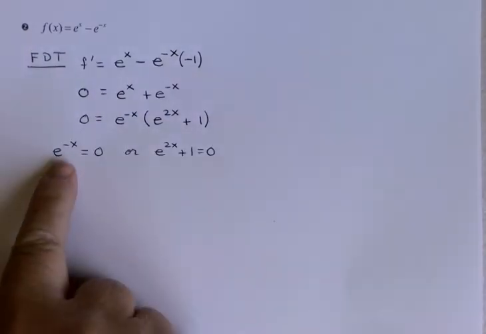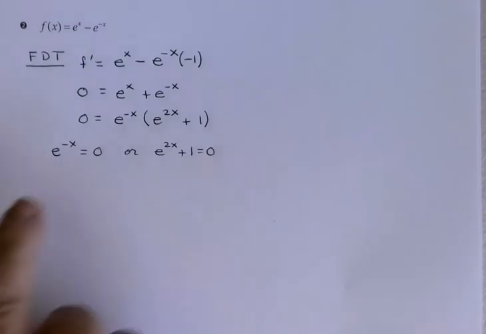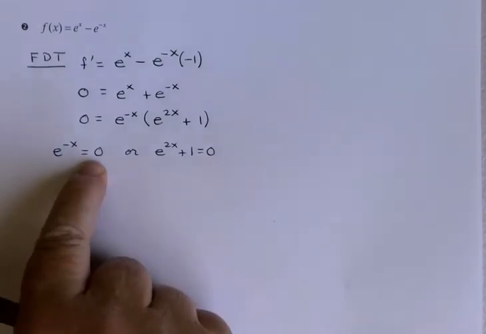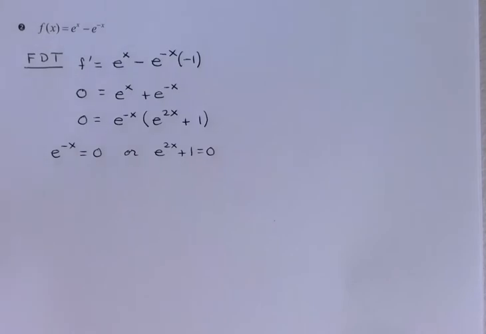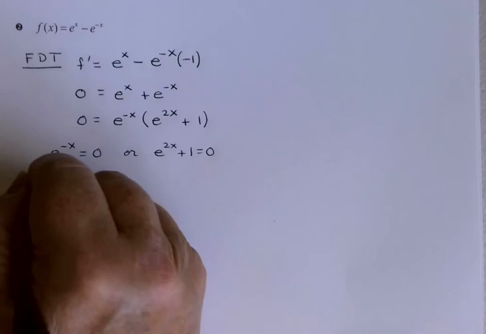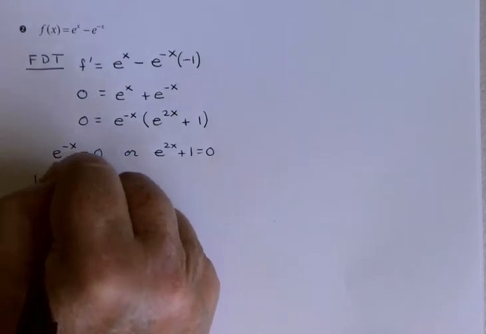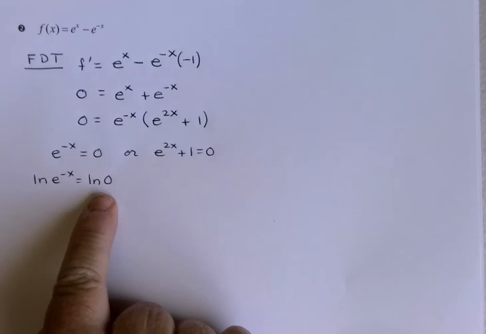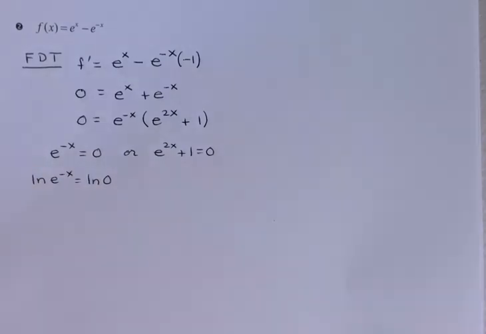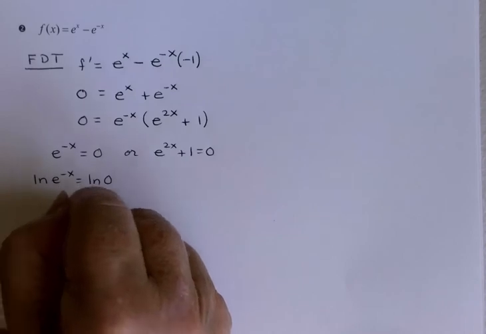Now if you think about your exponential decay function, it's got an asymptote, right? On the x-axis, it's never actually equal to 0. So I actually know there's no solutions to that, or if I wanted to be formal about it, I could take the natural log on both sides. But the natural log of 0 is undefined. Your calculator will tell you that as well. So no solutions to that one.